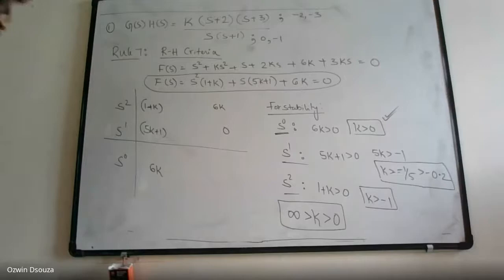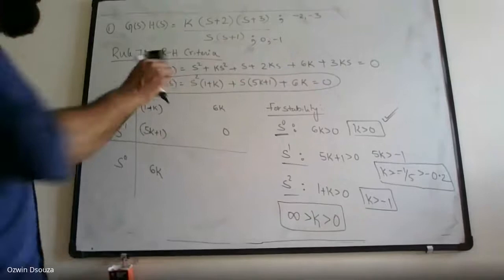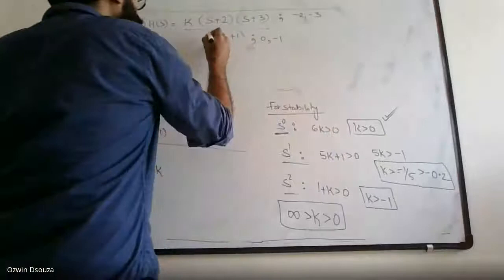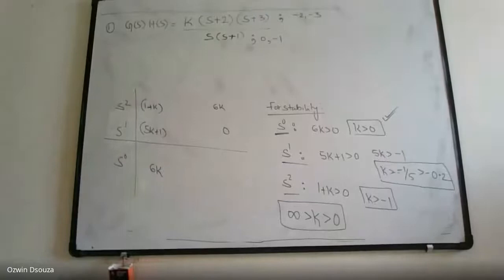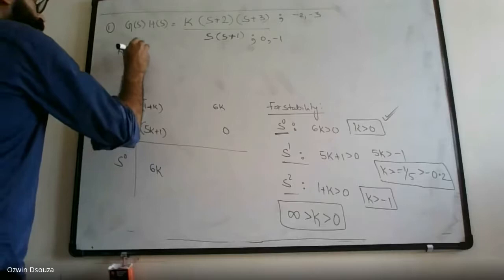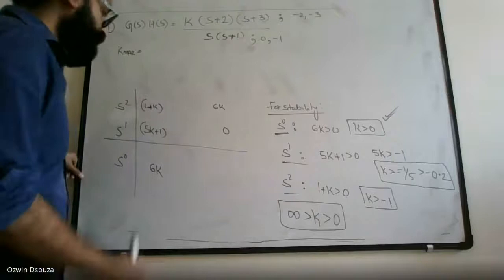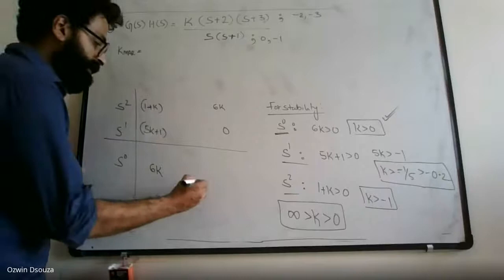Now, this gives the range of k value, but you want to check whether the root locus intersects with the j omega axis or not. That can be checked by finding the k marginal value. If your k marginal is positive, the root locus intersects with the j omega axis. If it is negative, the root locus doesn't intersect. How will you find k marginal? K marginal is a value of k which makes a particular row in your RH table a row of zeros. You cannot take the s to the power 0 row because you have only one element.